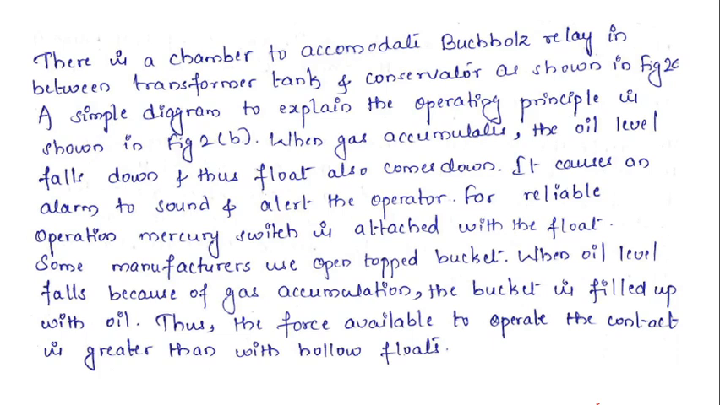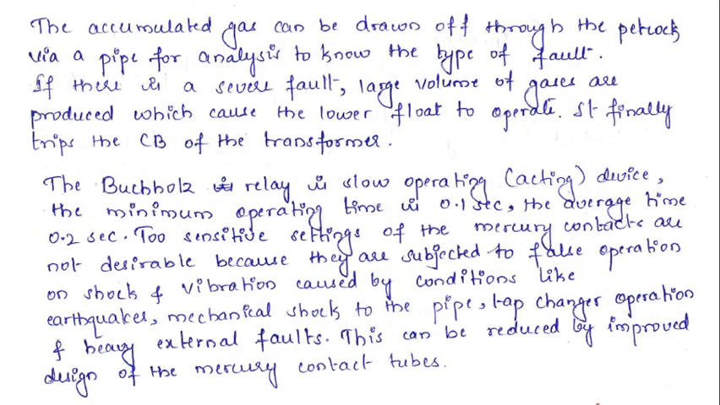A simple diagram to explain the operating principle is shown in figure 2. When gas accumulates, the oil level falls down and thus the float also comes down. It causes an alarm to sound and alert the operator. For reliable operation, a mercury switch is attached with a float. Some manufacturers use an open topped bucket. When the oil level falls because of gas accumulation, the bucket is filled up with oil. Thus, the force available to operate the contact is greater than with a hollow plate.